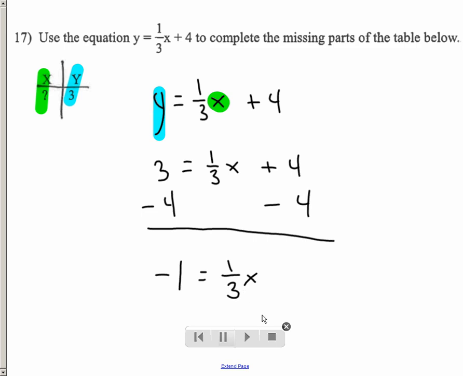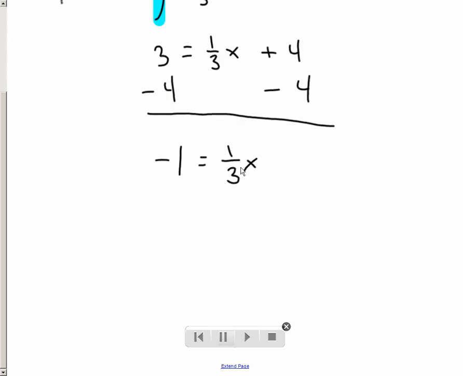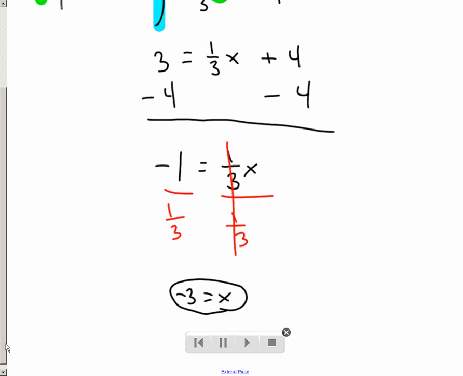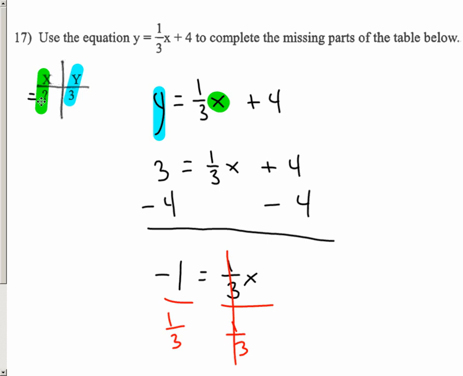-1 equals 1/3 times x. And since 1/3 is multiplying x, we need to divide this side by 1/3 and divide this side by 1/3. And we get x equals -3. So what is x? X is equal to -3.